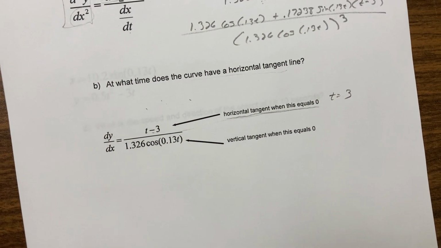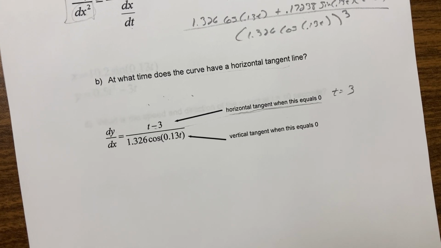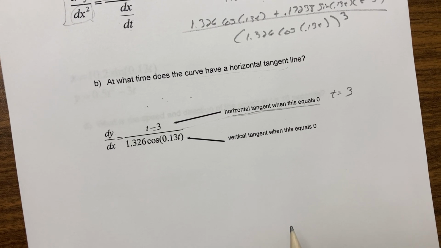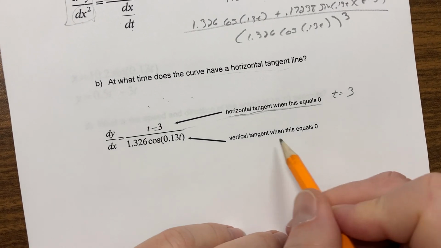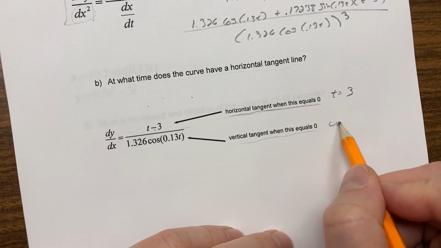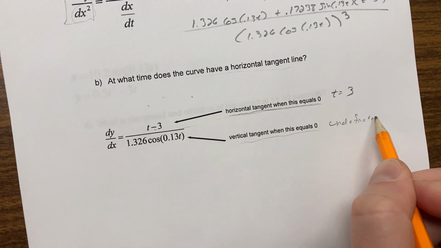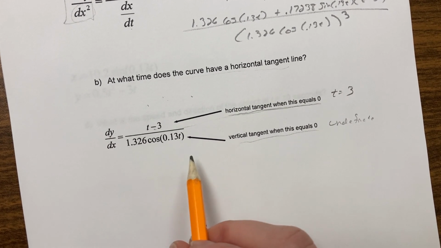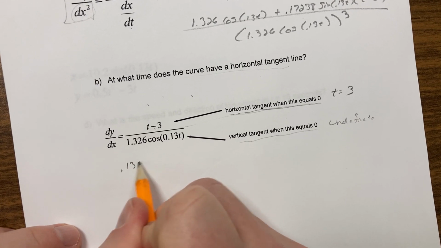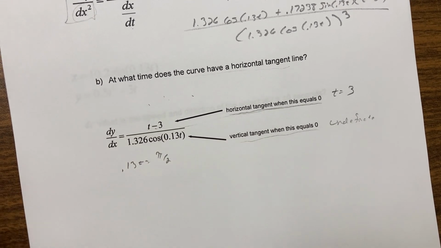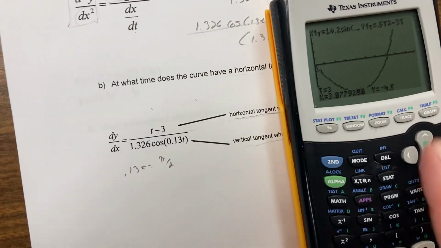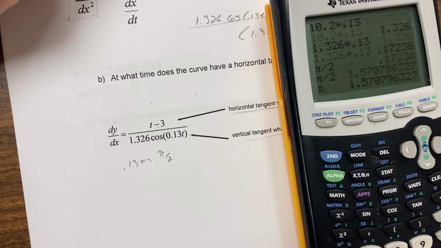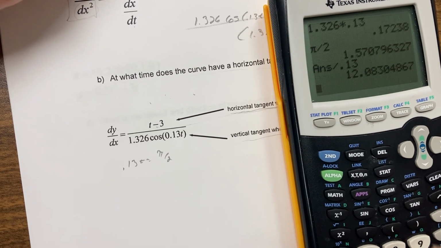Where do we switch from going up to down or down to up or right to left and things like that. And so we want to then look at our dx dt, our dy dt, and kind of work it out. Our vertical tangent line occurs when the bottom is equal to 0, when we have an undefined slope, right? And so for us, that would be when cosine of 0.13t is equal to 0. That would be when 0.13t equals pi over 2. If I work that out, pi divided by 2 divided by 0.13, it's going to be at 12 seconds.